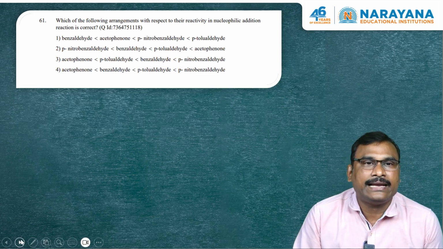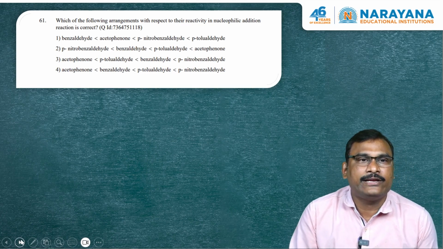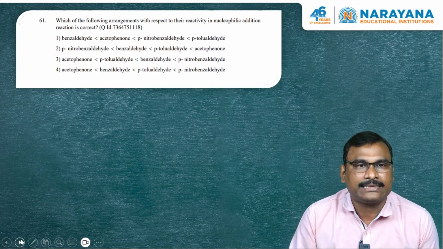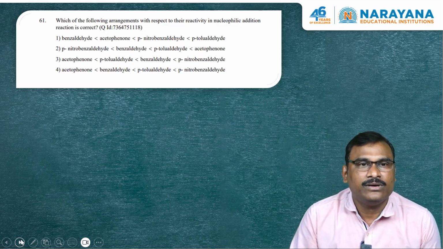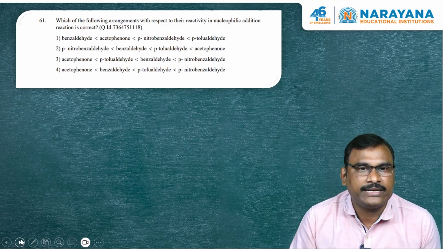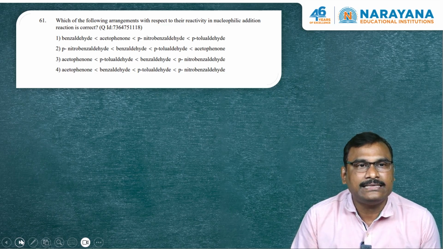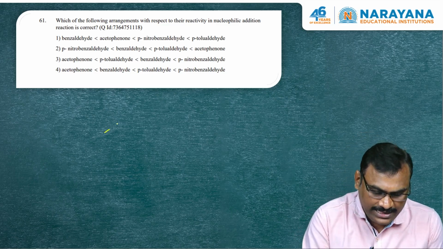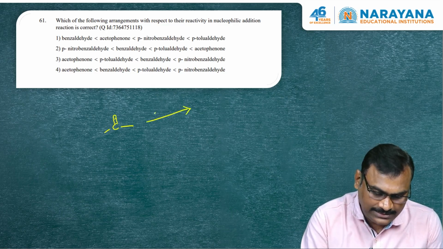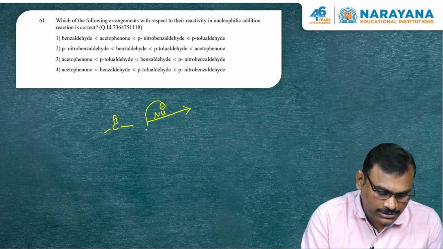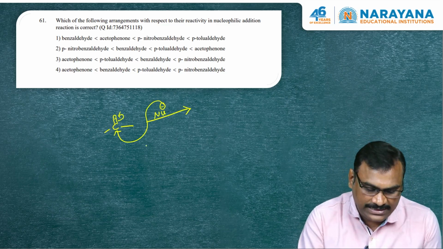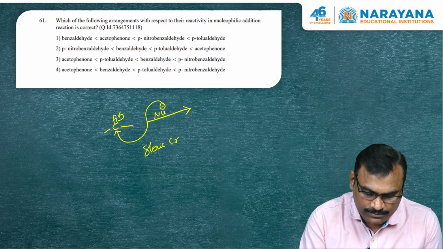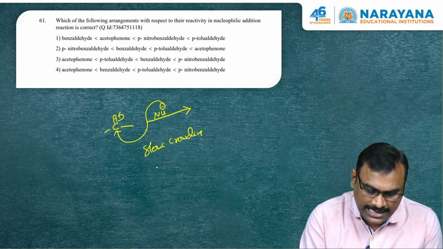Which of the following arrangements with respect to their reactivity in nucleophilic addition reaction is correct? This question is from carbonyl compounds, organic chemistry. Here nucleophilic addition reaction majorly depends upon two factors. One is steric crowding, as well as electron withdrawing groups.